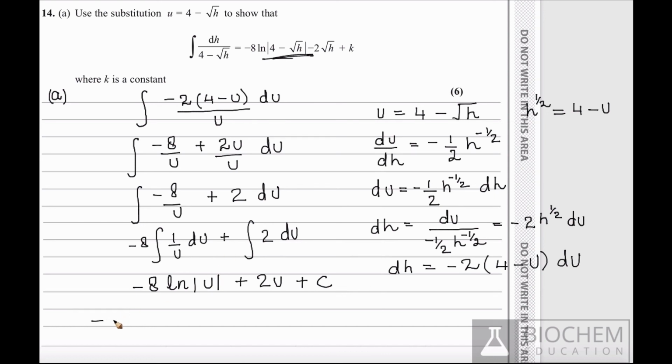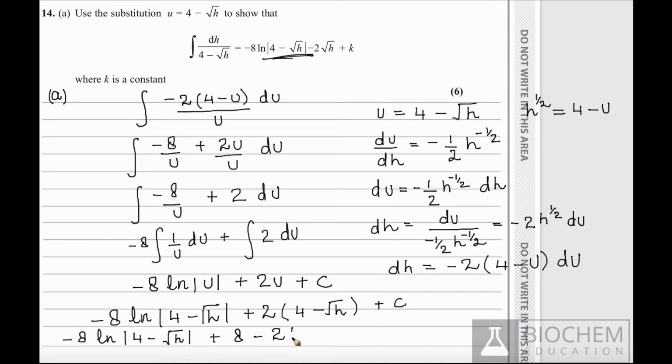So we can write this as negative 8 ln (4 minus square root of h) plus 2 brackets 4 minus square root of h plus c. Solving it further, we can write this as negative 8 ln (4 minus square root of h) plus 4 times 2 is 8 minus 2 square root h plus c.